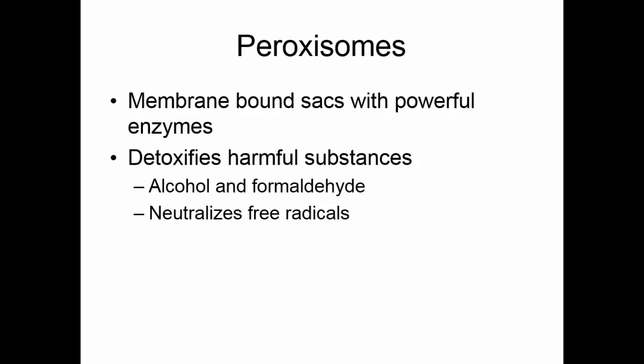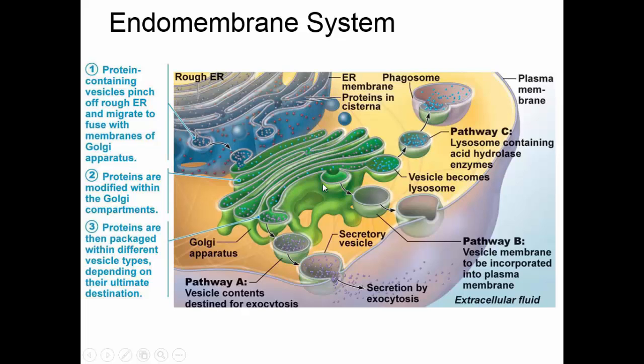The liver cells will have a lot of peroxisomes in them. All of these organelles we've just talked about, the endoplasmic reticulum, the Golgi, the lysosomes, and the peroxisomes, are part of what's referred to as the endomembrane system. So here you see the rough endoplasmic reticulum. The proteins that are manufactured will be given off in these secretory vesicles.